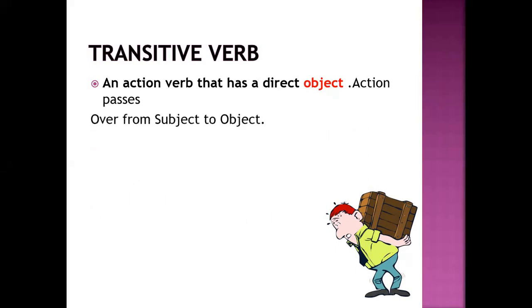Action passes over from subject to object. Or in simple words, when we observe that an object is given in a sentence, the verb of that sentence is called a transitive verb. I repeat, if an object is given in a sentence, the verb of that sentence is called a transitive verb.